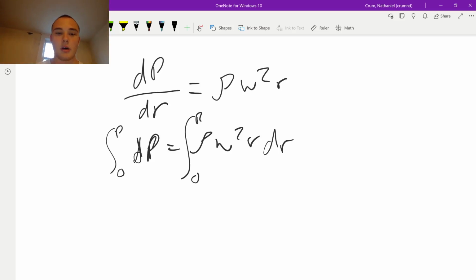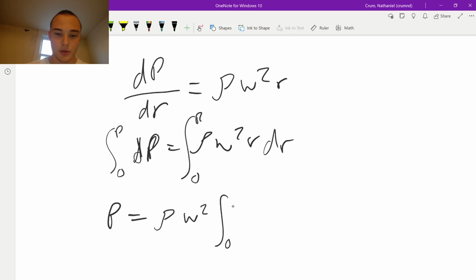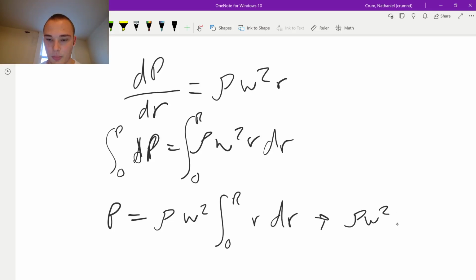So then we'll have our pressure is equal to, we can take rho out, the density times omega squared, angular velocity squared, and then this will be the integral from 0 to R of r dr. So then we know that this will be equal to rho omega squared times R squared over 2.